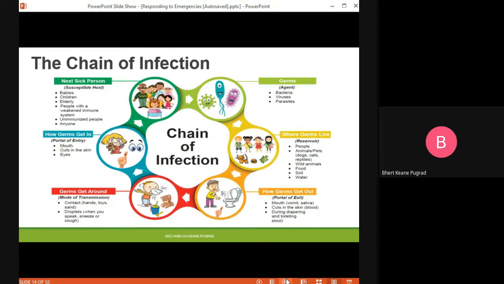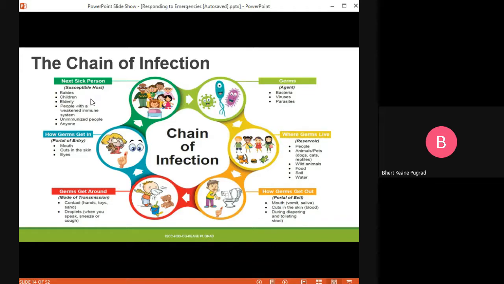Okay. So, in order for us to prevent infection, or before we prevent infection, let's learn first how infection occurs. Okay? So, meron tayong tinatawag na chain of infection. Your chain of infection has several components or elements. So number one, we have your susceptible hosts. Your susceptible hosts are the individuals who are very prone to infections.